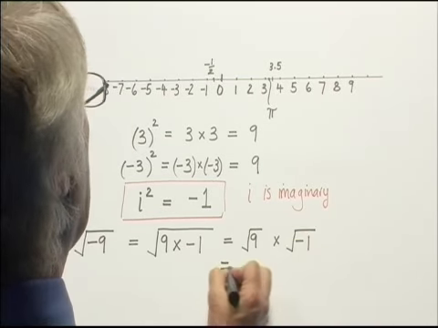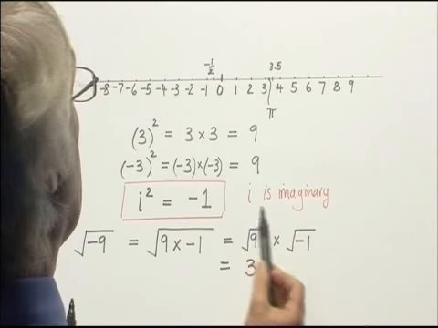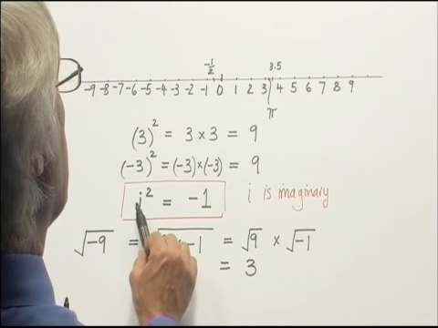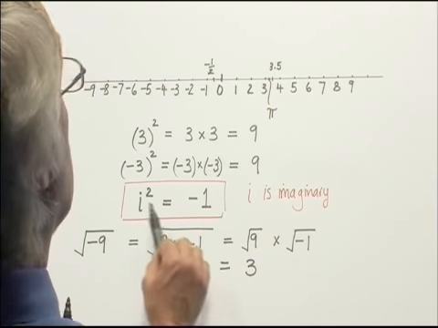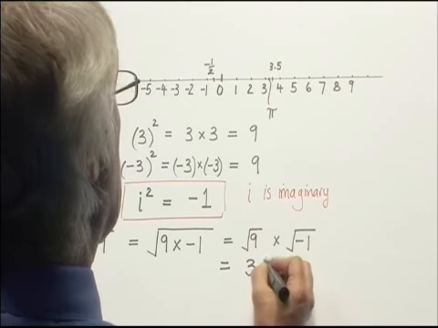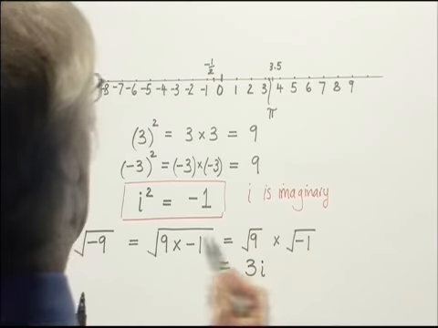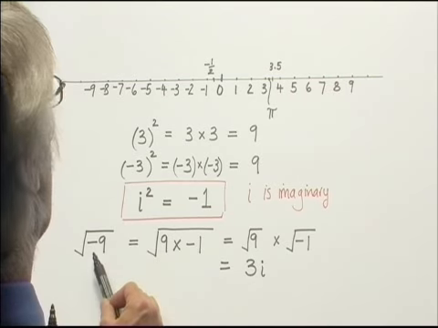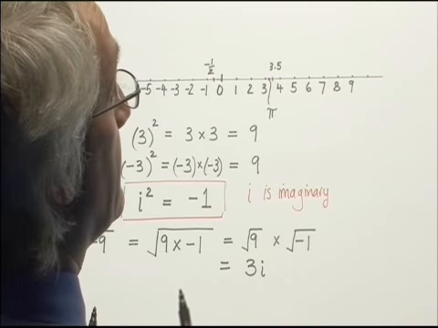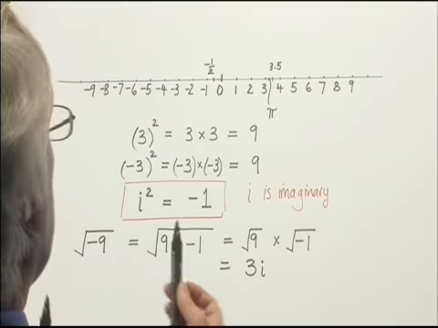Now the square root of 9 we do know, the square root of 9 is 3, and the square root of -1 is going to be i, because i squared is -1, so i is the square root of -1. So in other words, now we can formally write down the square root of -9 as 3 times i. Let's give you another example.